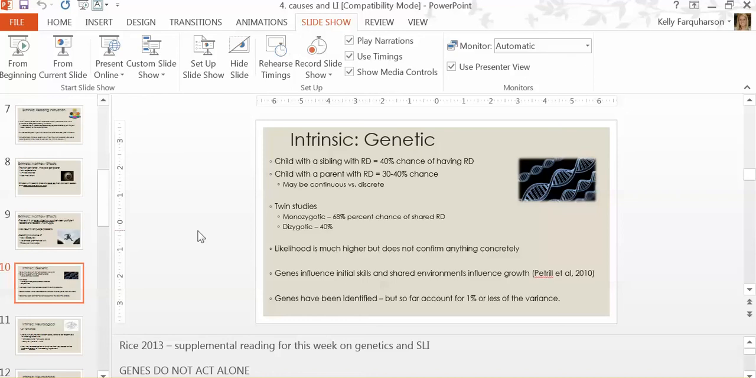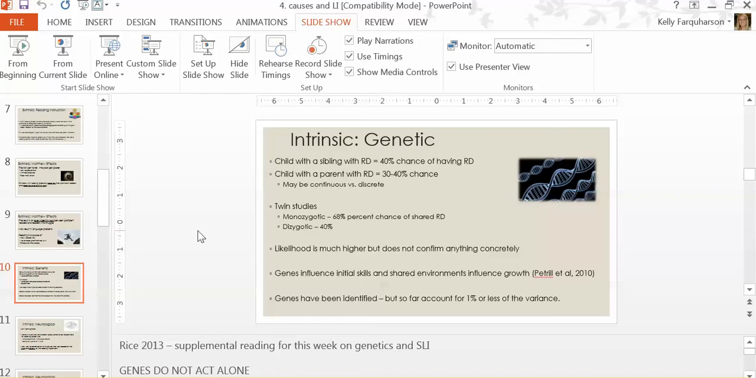Research has shown that having a sibling with a reading disability puts a child at a 40% chance of having a reading disability themselves. Having a parent with a reading disability puts a child at a 30 to 40% chance. In twin studies, they looked at identical versus fraternal twins. Identical twins are monozygotic, one egg that splits. They had a 60% chance of sharing a reading disability, and dizygotic, fraternal twins, two different eggs, had a 40% chance.